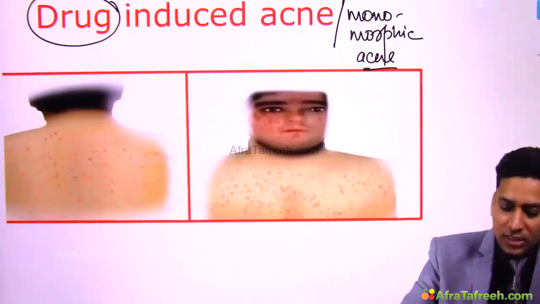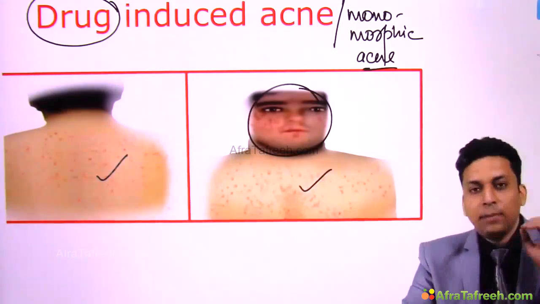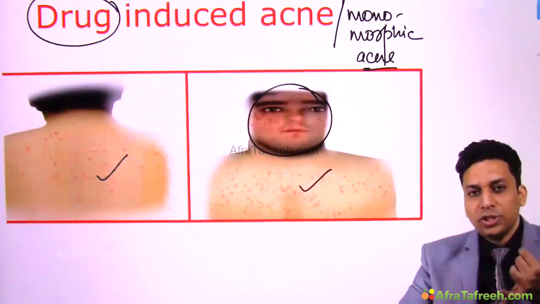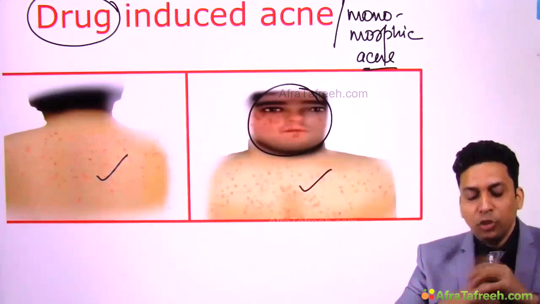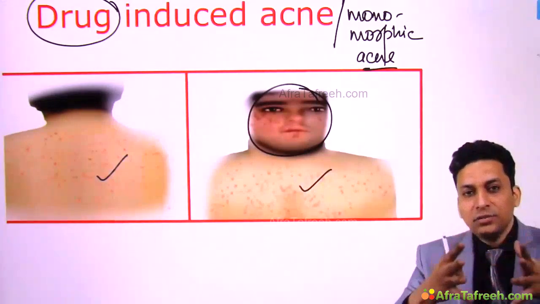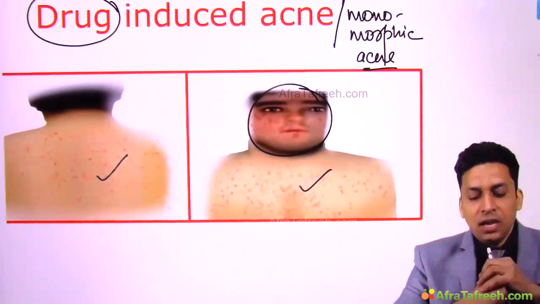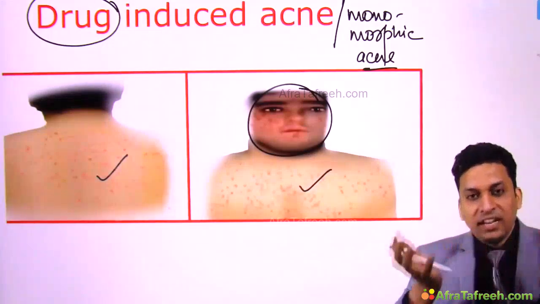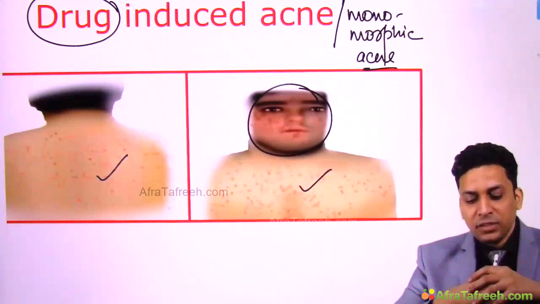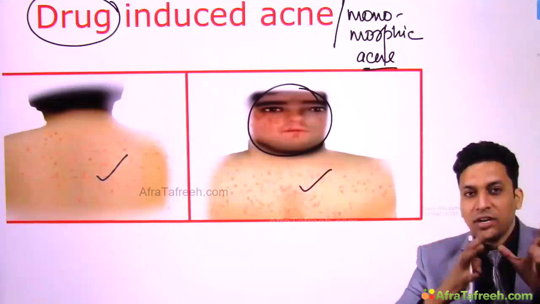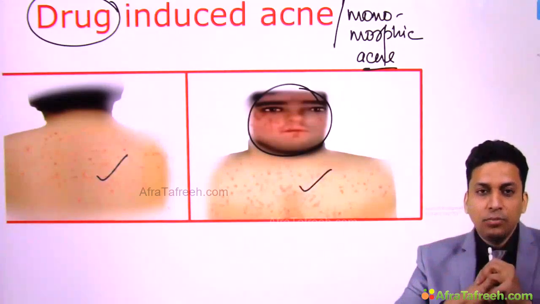Like in this patient, you can see over the back, over the trunk, and over the face, only papules are present. No comedones, no pustules, no nodules, no cysts, only papules are present. So lesions are monomorphic. Monomorphic acne is also known as drug-induced acne because it is generally due to drugs. Like in this patient, you can see there is moon-like facies, and the patient might have gynecomastia, and these papular lesions might be present over the trunk as well as the face. So this is drug-induced acne due to steroids. Steroids can also lead to drug-induced acne or monomorphic lesions.